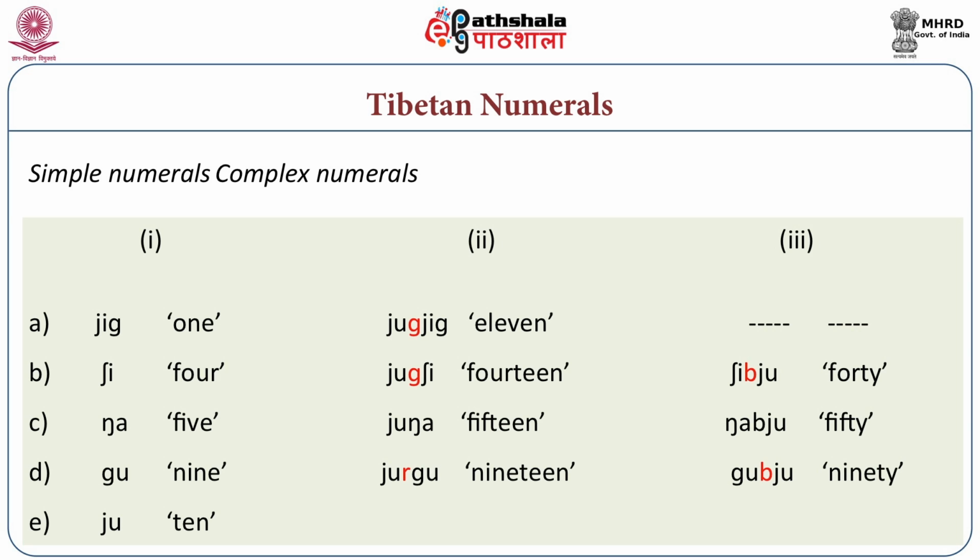Thus, 11 is formed with the prefix u, which means, notice that at the bottom we have u means 10. So you have 10 plus 1 making 11. 10 plus 4 is making 14. 10 plus 5 is making 15, and 10 plus 9 is making 19. A simple process of forming these words: 10 plus 1, 10 plus 2, 10 plus 3, 10 plus 4, etc.